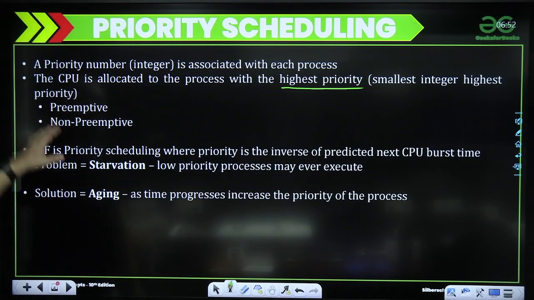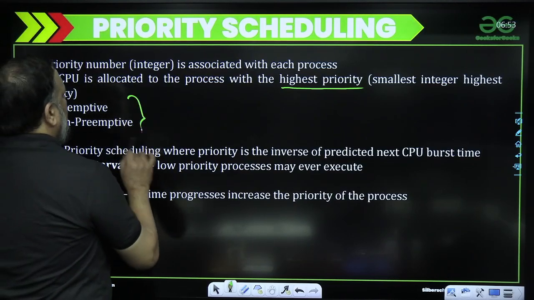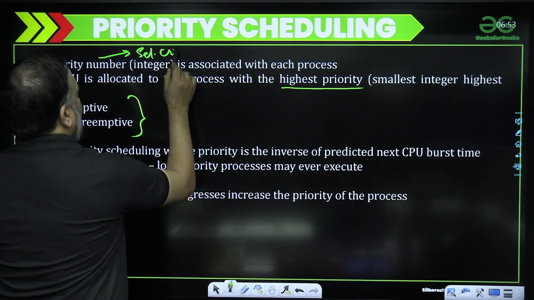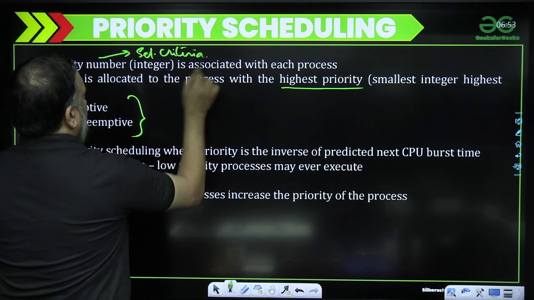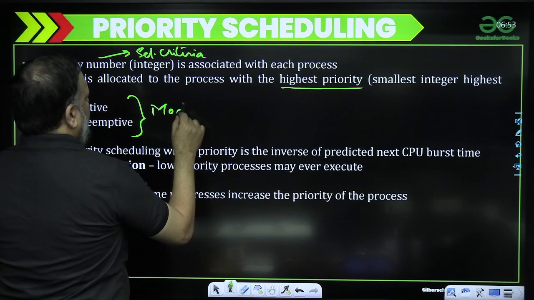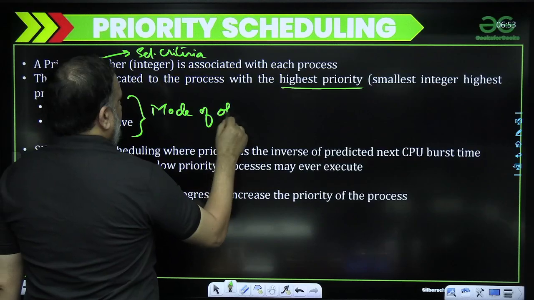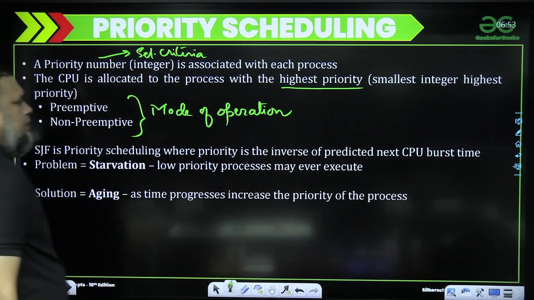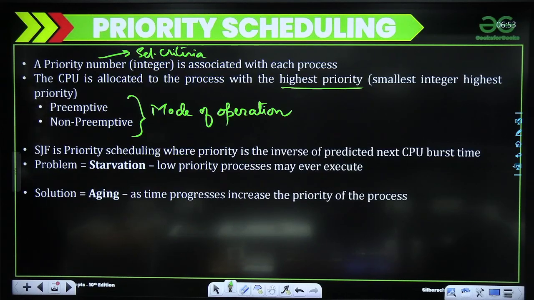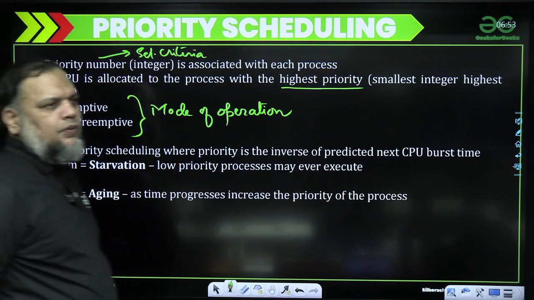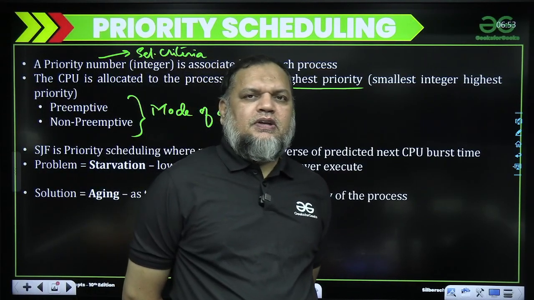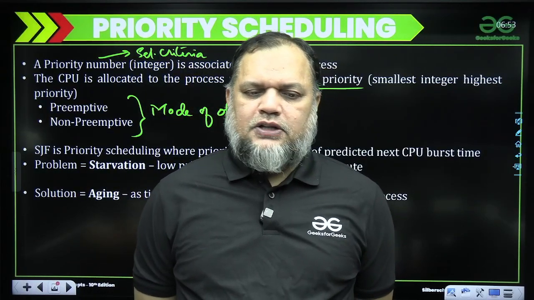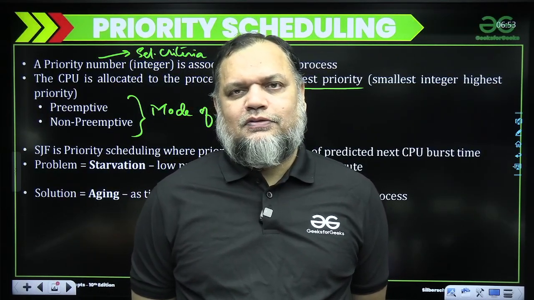The mode of operation of this: priority number is the selection criteria. The scheduling mechanism can work in both preemptive or non-preemptive mode. And let me also tell you that the basic approach, the working mechanics of this algorithm, is exactly like SJF.